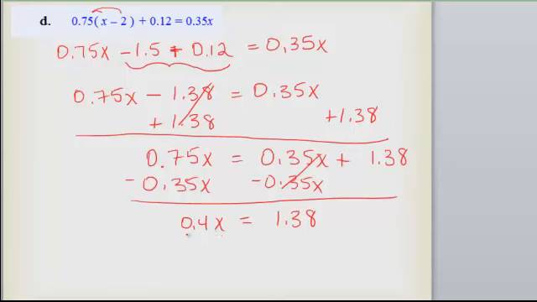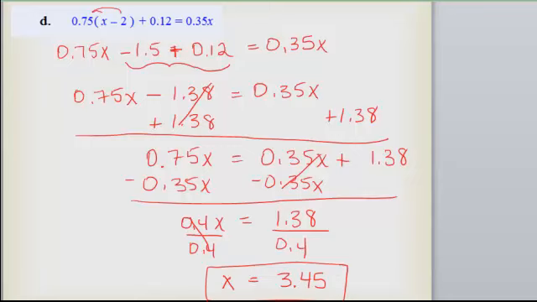Now I need to get the x by itself, so I divide both sides by 0.4. That's 1, so I get x is equal to, that was supposed to be a negative, wasn't it? Oh no, we're good. So we get x is equal to 3.45. Now I'm definitely going to go back and check that one to make sure it's correct.